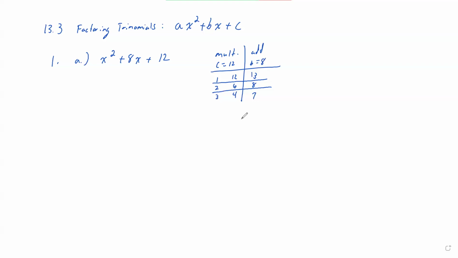So start with that C. Go through all your multiples of 12, which would be 1 and 12, 2 and 6, and 3 and 4. And then add them up and see which one adds up to 8. 1 and 12. Go ahead. Oh, yep. Multiply to that C, add up to the B. 2 and 6 will be my winner. There it is.